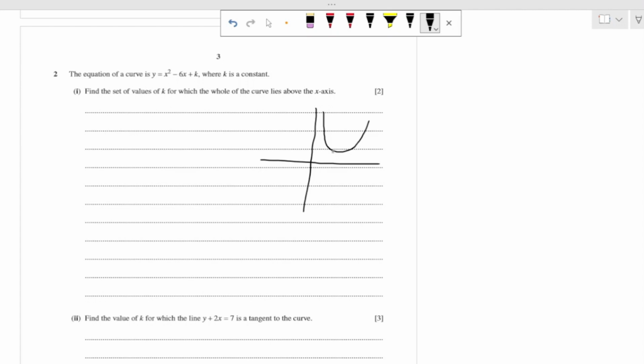If it's above the x-axis, that means there are no intersections with this curve, and that means there are no solutions or no real roots to this curve. How can this be represented in terms of an equation? Well, for no real roots, we can write b square minus 4ac is less than 0. And when we solve this inequality, we can find the set of values for k.